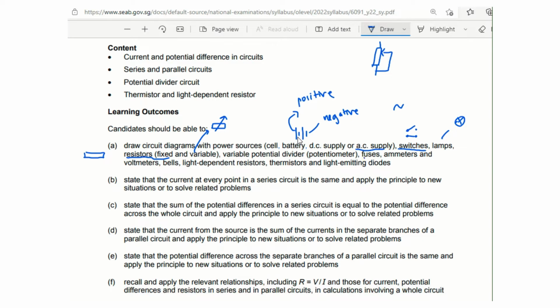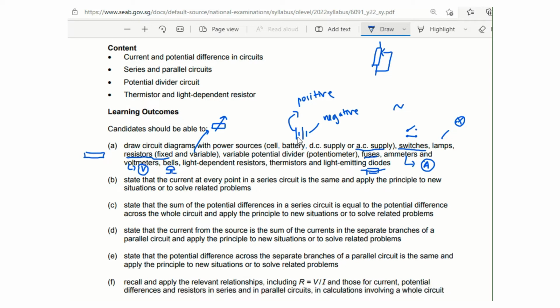For a fuse, the symbol would look like this. It's basically a rectangle with a line through it. The line in it represents the wire in the fuse, so if the fuse melts, this wire will melt. Ammeters are denoted by a circle with an A. Voltmeters will be a circle with a V. For bells, they look like this.